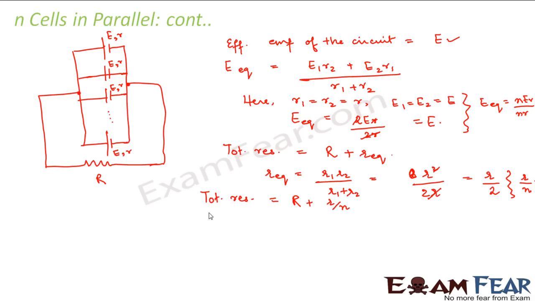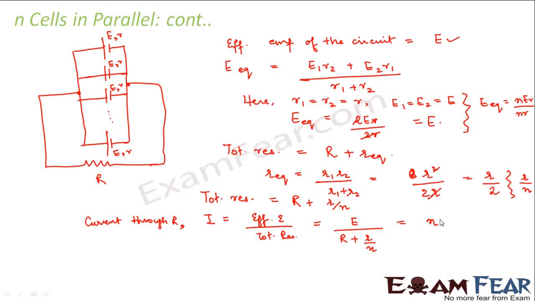So let us calculate the current through the circuit, that is the current through the external resistor R. This current will be equal to the effective EMF divided by total resistance. So what is the effective EMF? That is E, and total resistance is R plus r by n. So this will be nE divided by nR plus small r. So this will be the current which will flow through the external circuit.